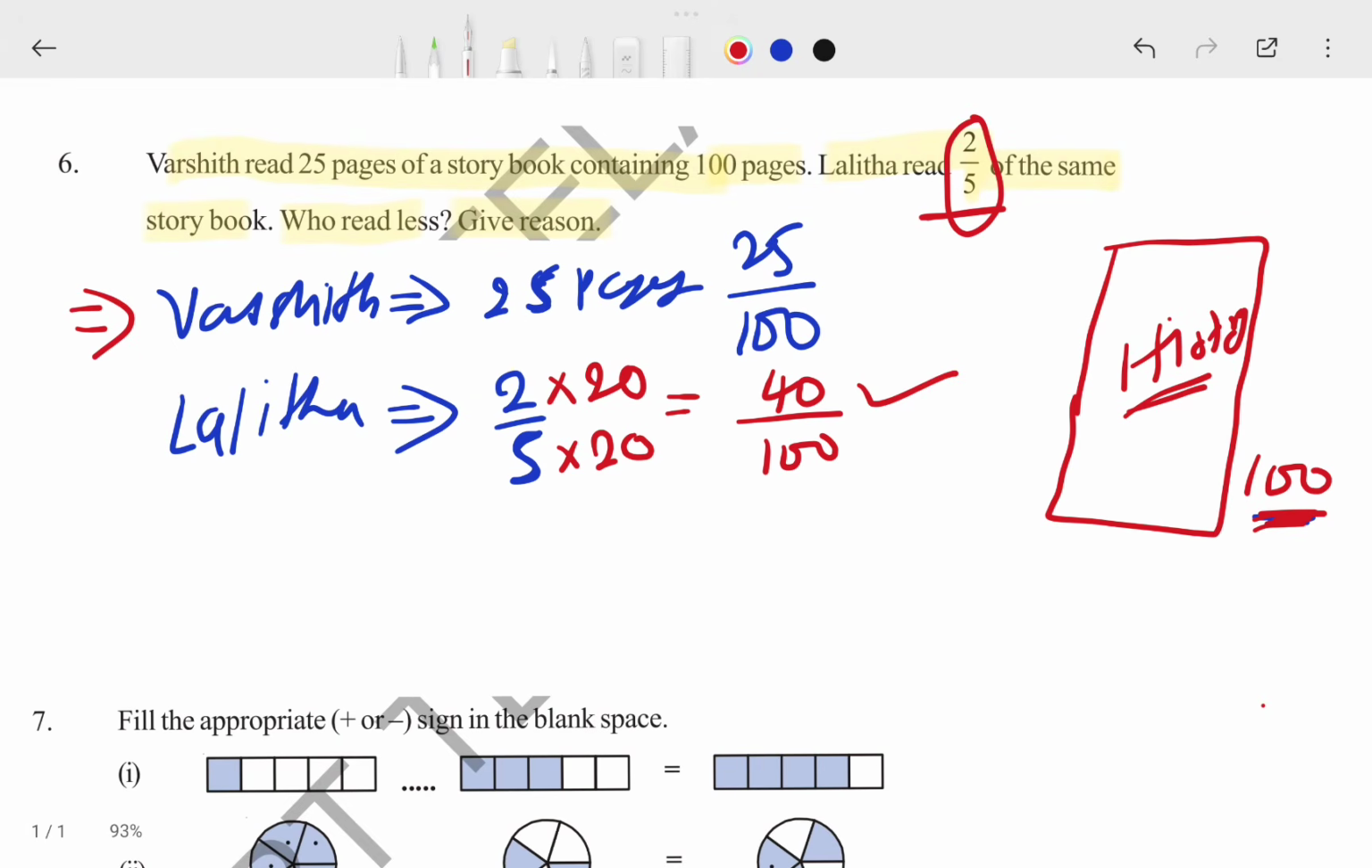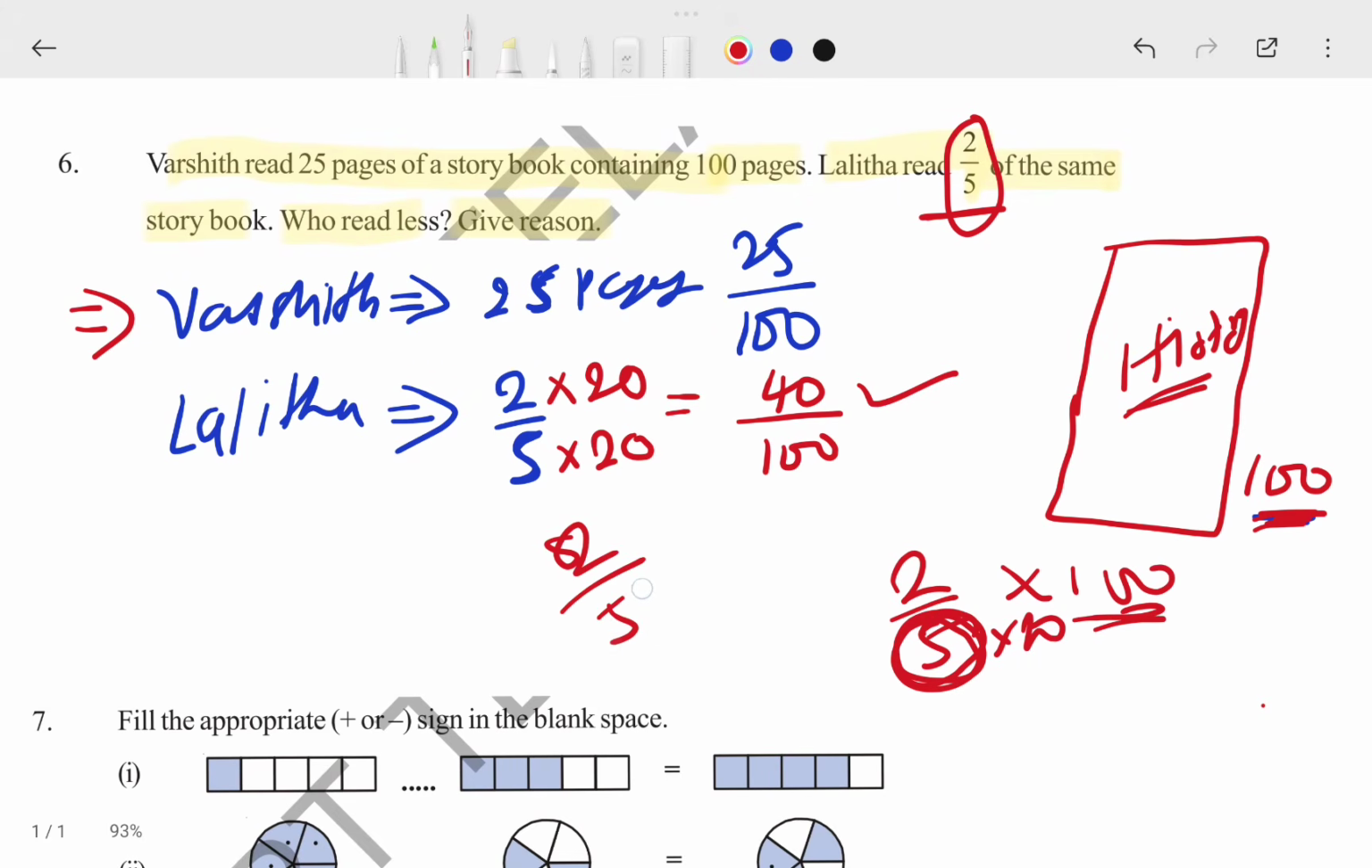So how can you find that she is reading 40 by 100 pages? Your sister said she read 2 by 5 pages. So you are thinking, my book is total 100 pages, she read 2 by 5, so how can we find it? If I count in the 5 table, 100 is how many times? 20 times, so you multiply by 20 here, and it becomes 100. Like this is given 2 by 5, so you are multiplying by 20, so it totally becomes 100.